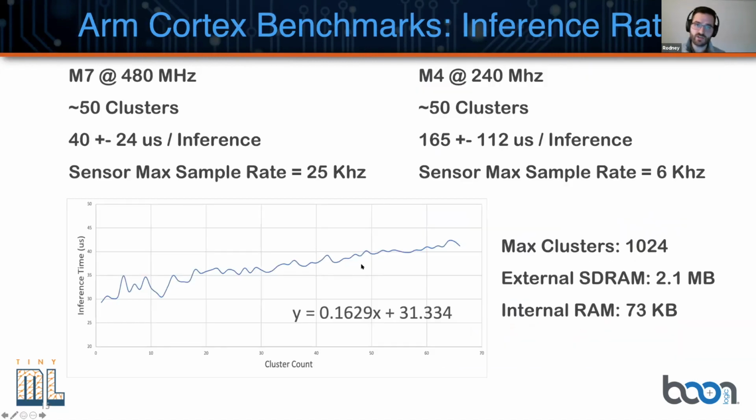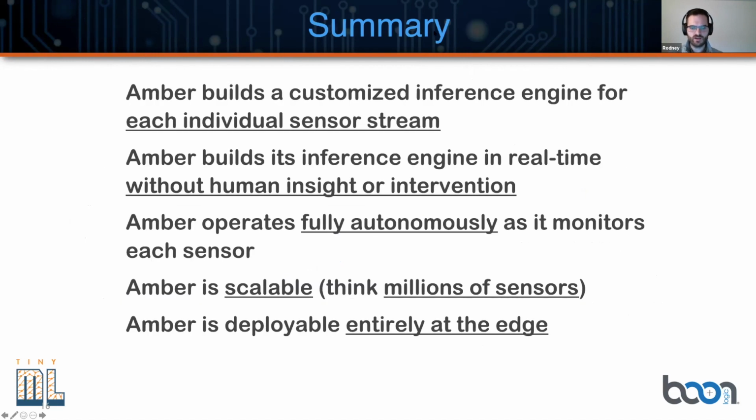We can also decrease the number of clusters if need be to fit inside the internal memory footprint of a given processor. However, this does decrease the richness of the model that we can produce. So there are trade-offs there if we have a board that doesn't have that external RAM capability. So hopefully this gives you a sense of how we run at the edge and the inference rates we can support there. And I'll pass it back to Brian.